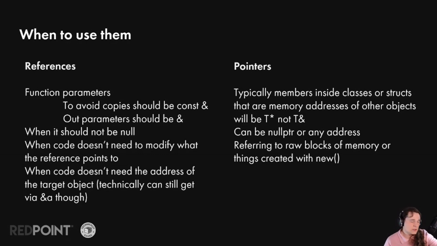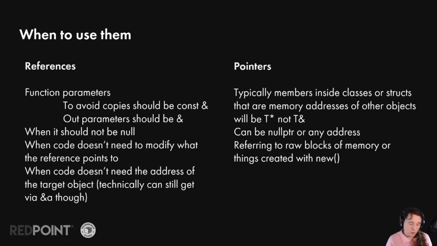Pointers: typically members inside classes or structs that have memory addresses of other objects will be a pointer, not a reference. You're not really going to use references as fields inside classes or structs. You can, but it's fairly complicated. We're not going to go into it. So you're going to use pointers there. You can set it to null pointer. You can set it to any address you want.